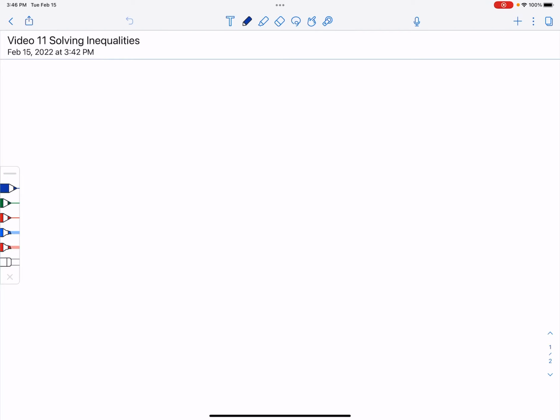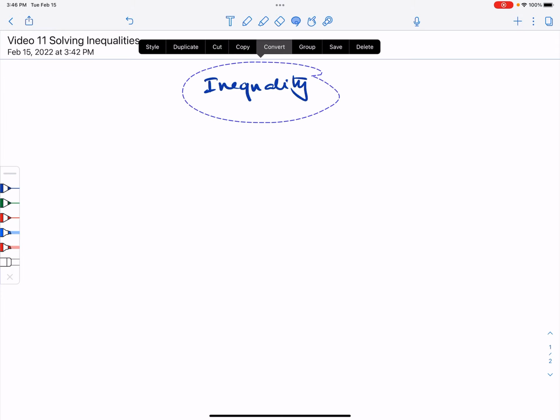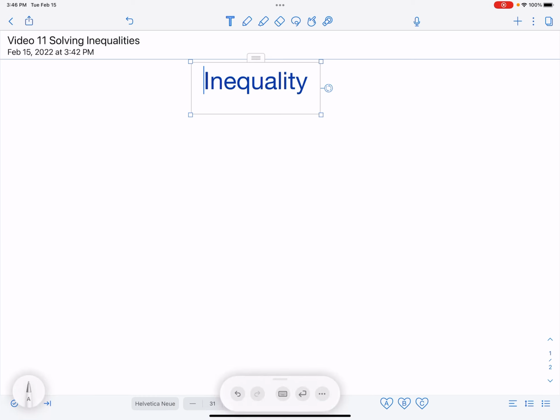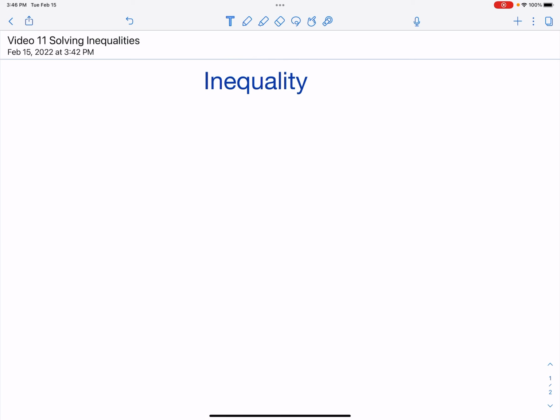Welcome back. In this video, we're going to talk about how to solve for x when what you're seeing is not an equation but an inequality. First of all, let's talk about what exactly an inequality is. My handwriting is bad, so I'm just going to convert this to text. There you go. So what exactly is an inequality?